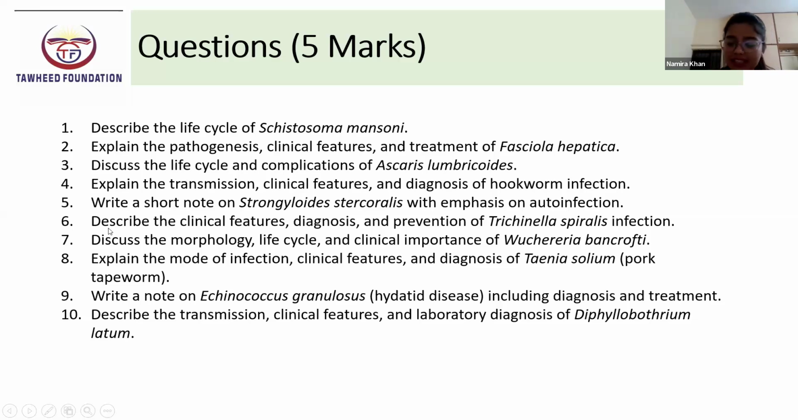So that's all for today's class. One part is pending, that is laboratory diagnosis and pathogenesis, and last is arthropods. So inshallah, in the next class we'll cover that.